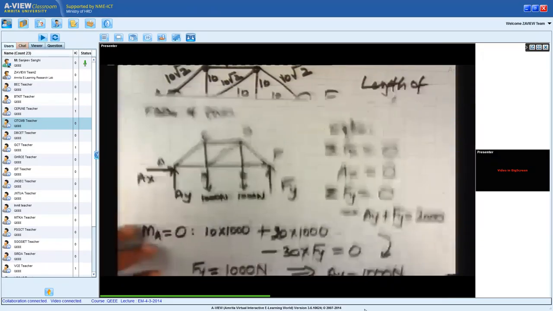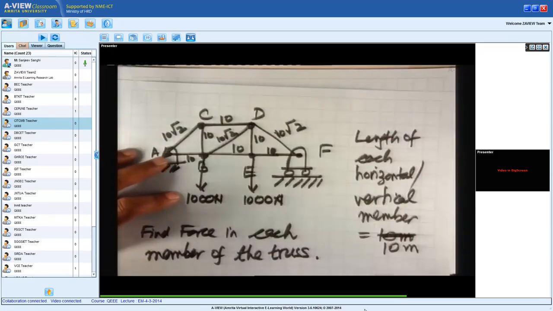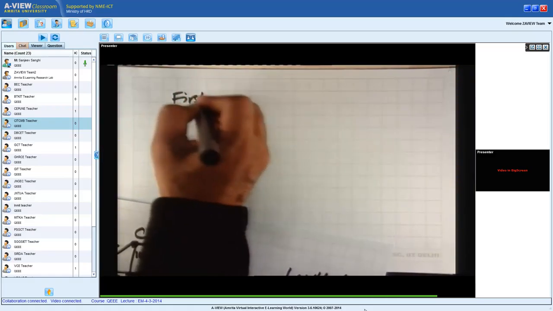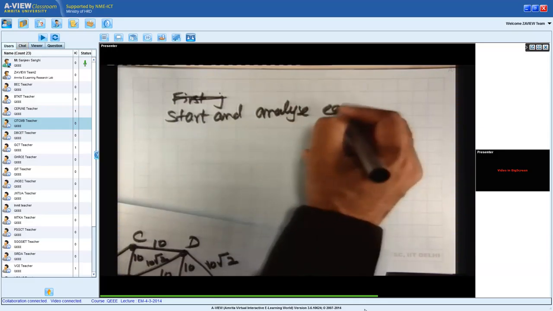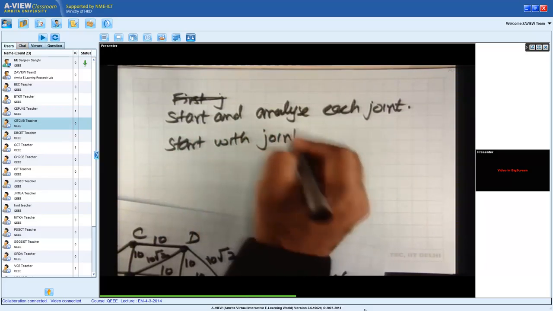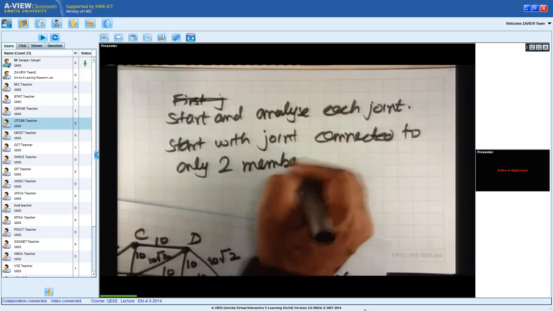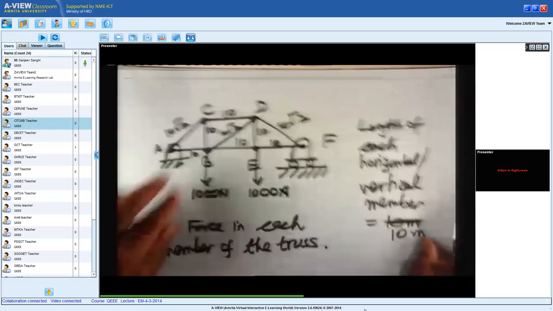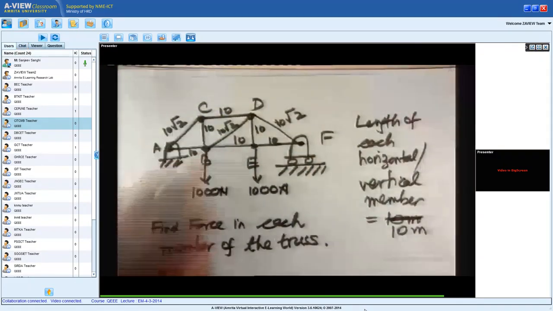Now, let us look at the diagram of the truss carefully. We know the external forces at A and F. Now what we will do is, we will start and analyze each joint. And we start with a joint connected to only two members. Now, why do we do this? That means we will draw the free body diagram of each of these joints only, the joint at A, joint at C, joint at B, and we do the analysis.